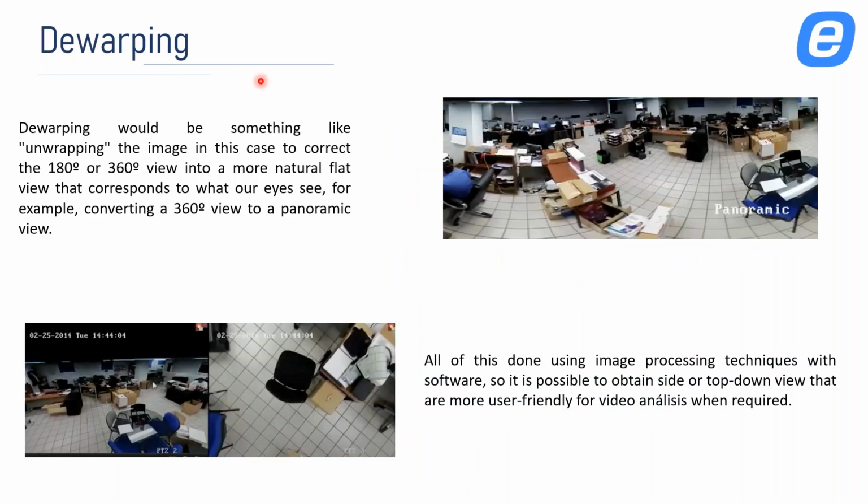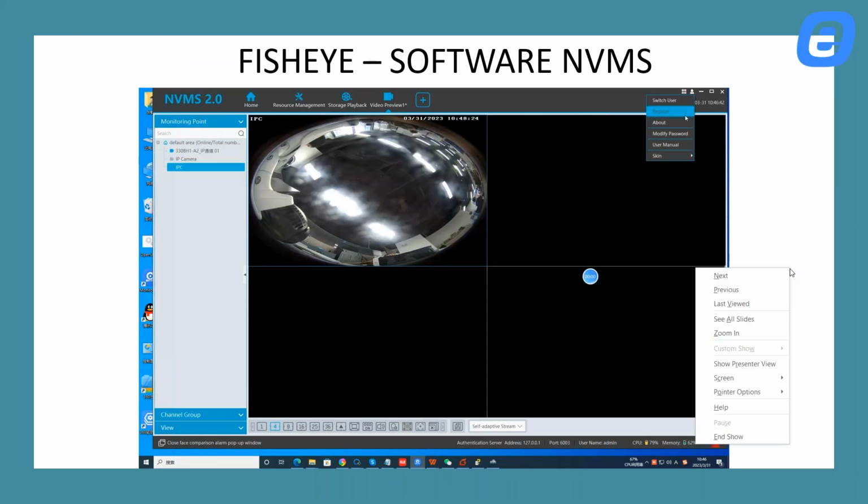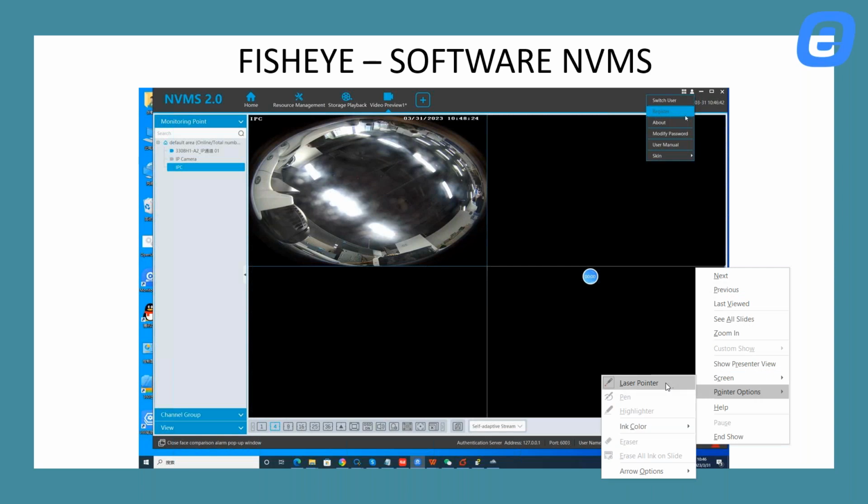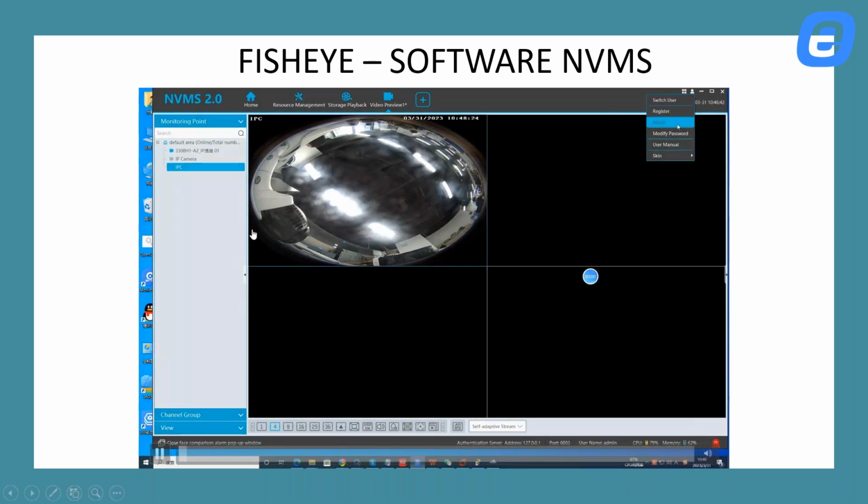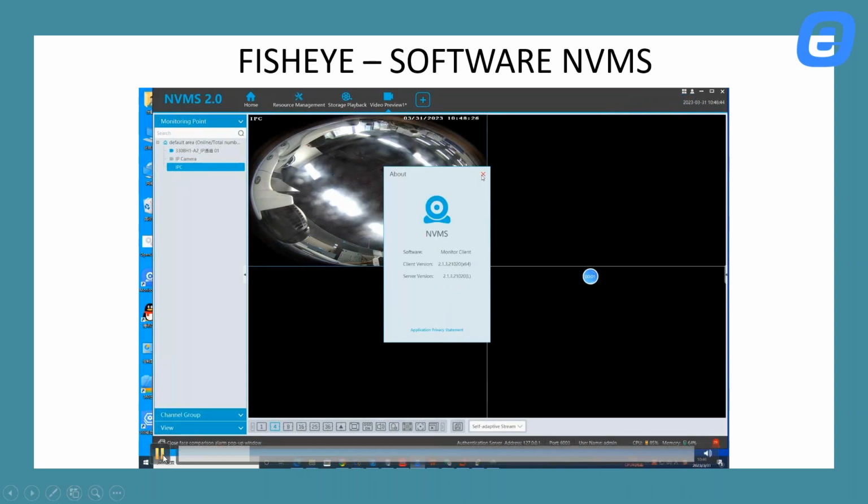As for the dewarping function, the dewarping would be something like unwrapping the image, in this case to correct the 180 or 360 degree view into a more natural flat view that corresponds to what our eyes see. For example, converting a 360 degree view to a panoramic view, which would look something like this. So this is how it would look in the software.